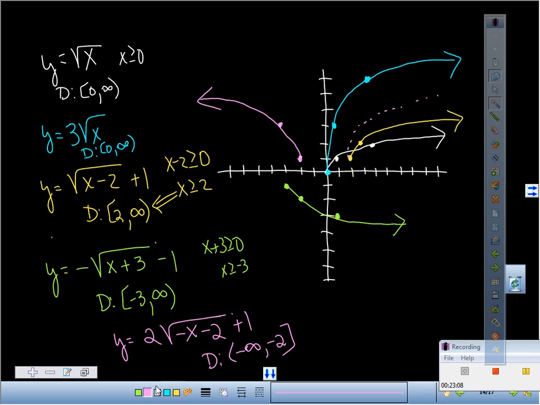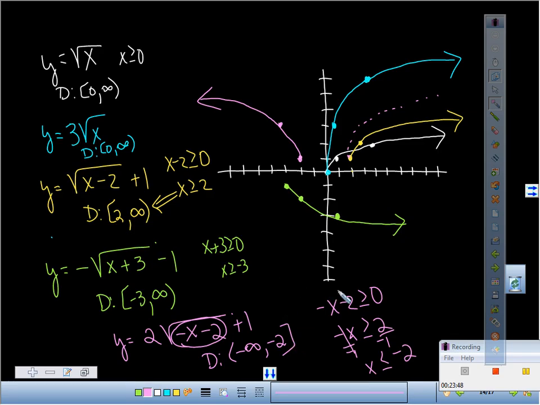Okay, so watch this. You see this little piece right here under my radical? Negative x minus 2, greater than or equal to 0. Let's add 2 to both sides. Negative x is greater than or equal to what? 2. When you divide by negative 1, what do you have to remember to do? x is less than or equal to negative 2. Just what that says. Makes sense, right? Everybody got it?